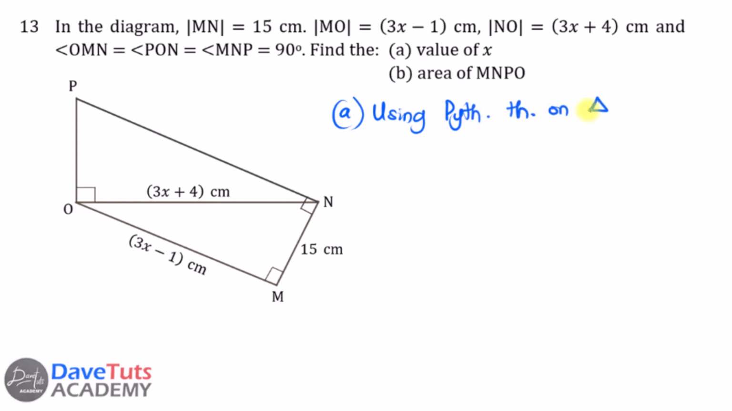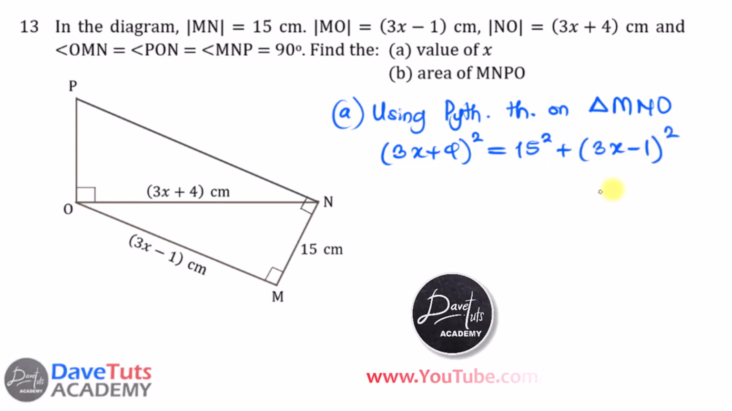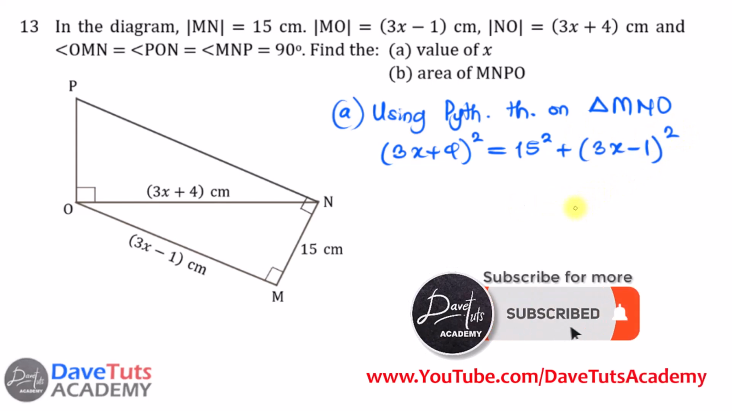on the triangle MNO, because we are seeing that it's a right angle triangle with a right angle here, we can say, see, this longest side is 3x plus 4, this is 15, and this is 3x minus 1. In that case, we can have it that (3x plus 4) raised to power 2 is equal to 15 square plus (3x minus 1) raised to power 2. This is the application of Pythagoras theorem, and we are quite on track to say we want to use this.